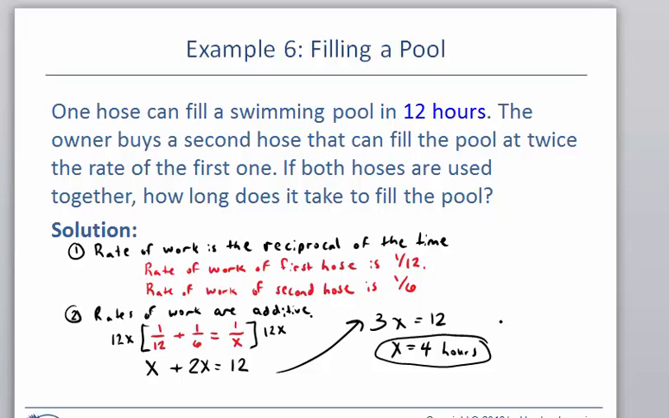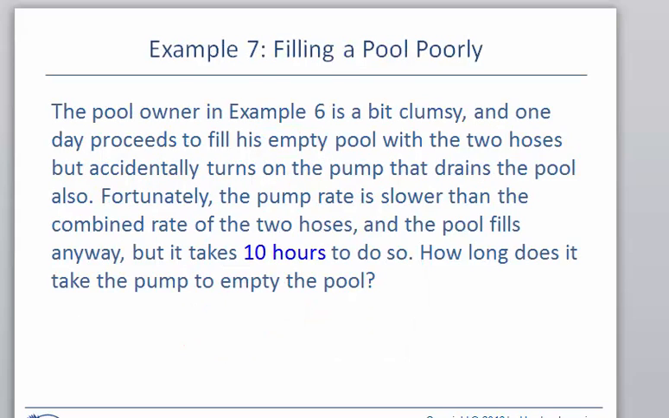Okay, so let's keep that in mind, and let's look at a part B to this same problem. It says the pool owner in example 6 is a bit clumsy and one day proceeds to fill his empty pool with the 2 hoses, but accidentally turns on the pump that drains the pool also. Fortunately, the pump rate is slower than the combined rate of the 2 hoses, and the pool fills anyway, but it takes 10 hours to do so. So he puts both of the hoses in and he's filling the pool, but he has the drain open as well. And so how long does it take the pump to empty the pool?